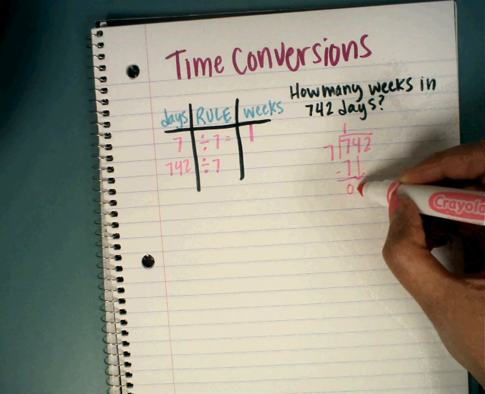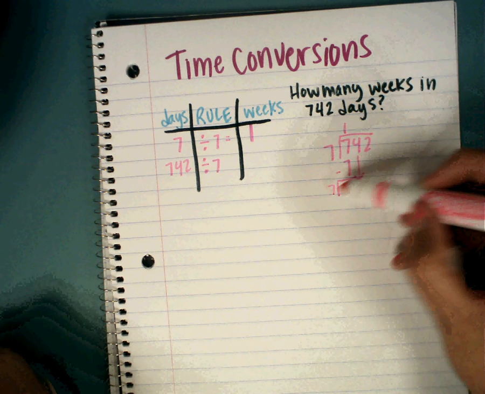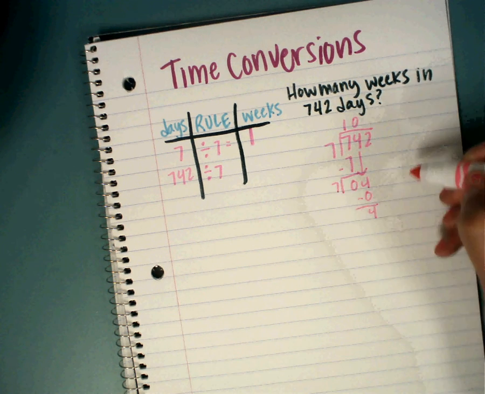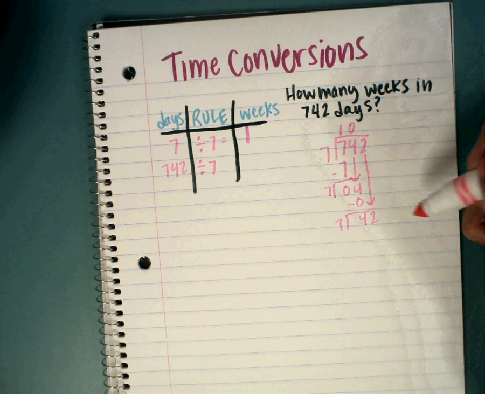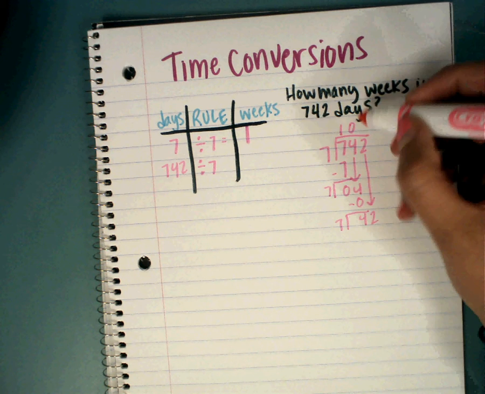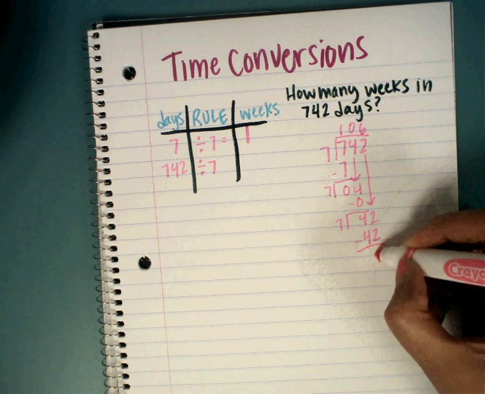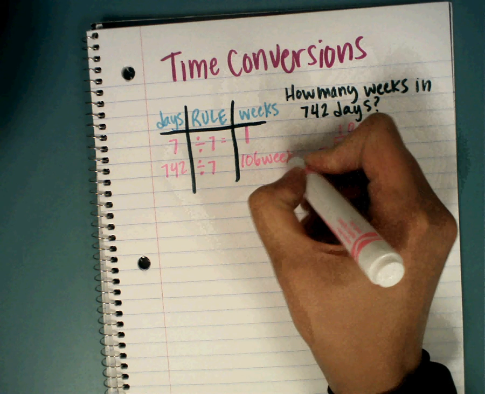Bring down my 4. How many groups of 7 can I get out of 4? 0, right? 7 times 0 is 0. 4 minus 0 is 4. Bring down my 2. How many groups of 7 can I get out of 42? Well, 7 times what equals 42? That should be a ding, ding, ding in your head that there is a multiple of 7 that equals 42. 7 times 6 equals 42. So let me put that right here. 42 minus 42 is 0. So 742 days is equal to 106 weeks.